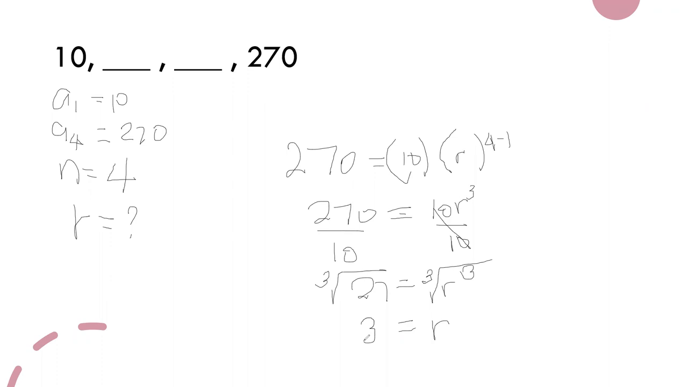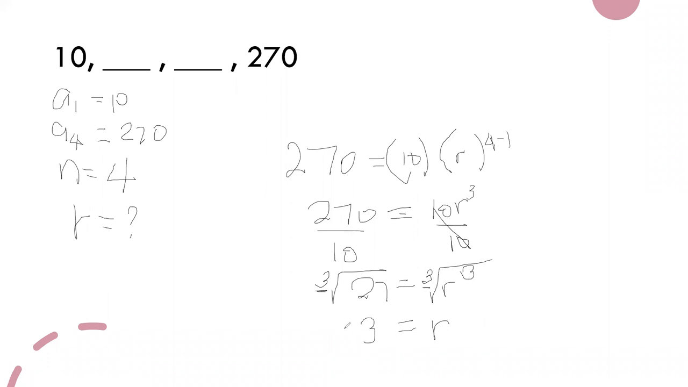Positive, negative, or positive lang? Hindi po, positive lang. Tandaan, sabi ko nga, yung positive, negative lang natin ay gagamitin natin kapag ang index natin ay even. Since 3 is odd, kukuhanin mo lang yung sign. So that is positive 27, so that will be 3.